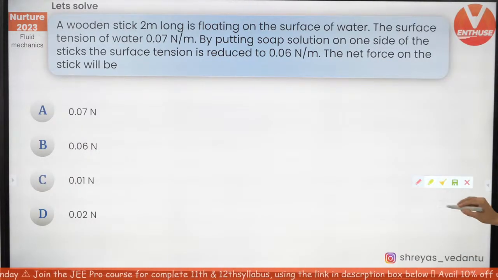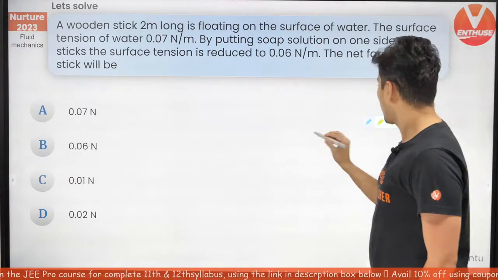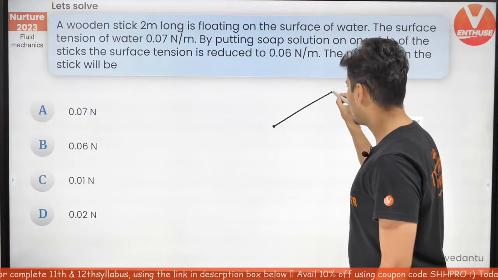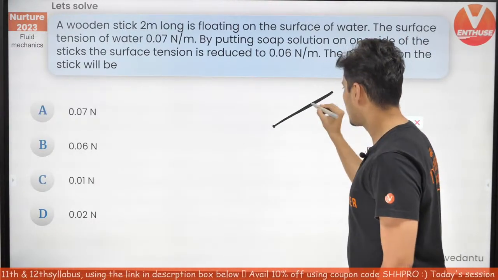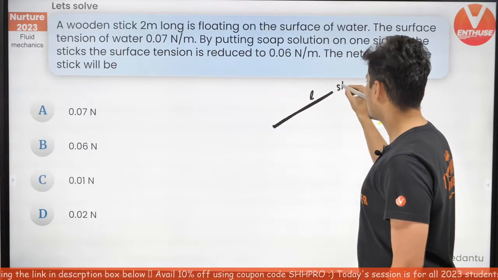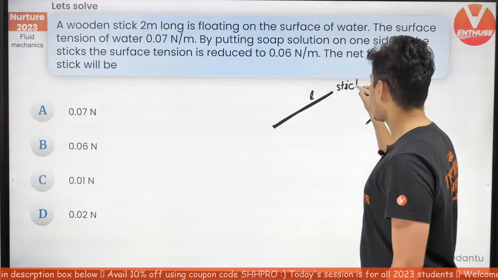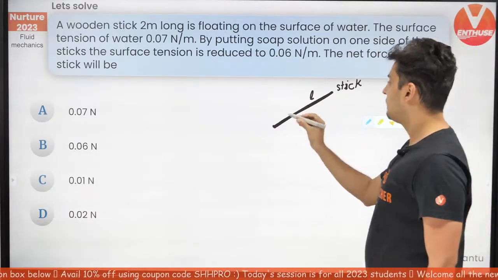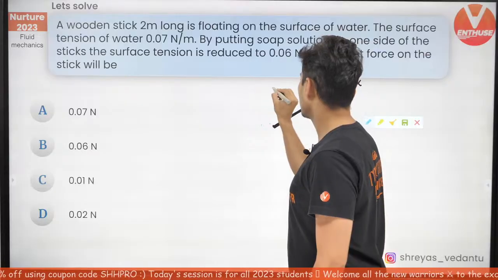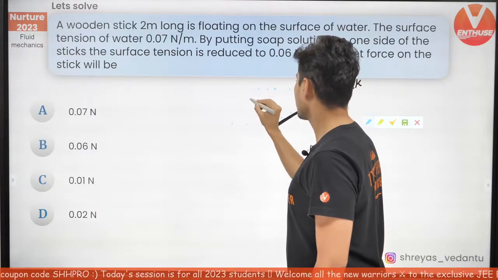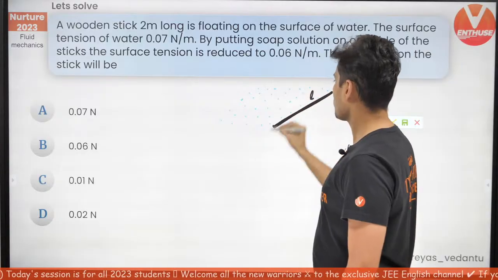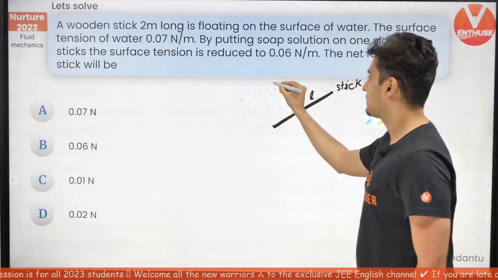Okay, let's try and draw the diagram, so that will be better. So we have the stick right over here. This stick is somewhere like this, and the length is obviously L. On one side you definitely have water. So this is your water surface, something like this.